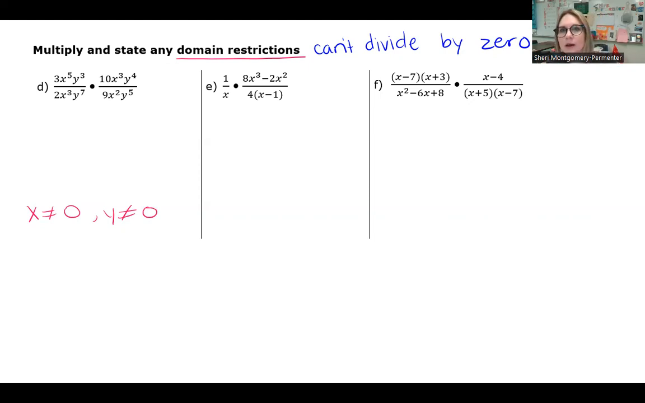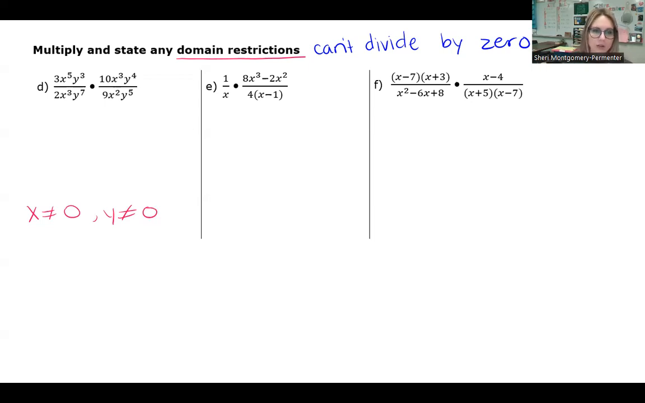These are different. They don't have factors. When you have factors like this, it's easy to see what x can or cannot be equal to. When they're like this, it's always x is not equal to 0. Just an x by itself that isn't in parentheses will always be x can't be equal to 0. A y by itself, not in parentheses, it's always y cannot be equal to 0.